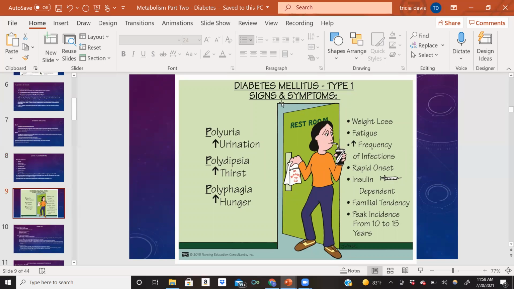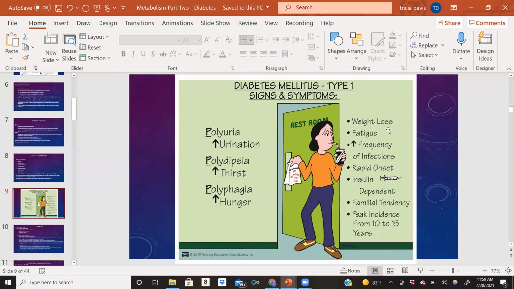So this is a cute little chart to help you determine the signs and symptoms of type 1 diabetes. For type 1, we're going to have the 3 Ps: polyuria, polydipsia, and polyphagia. Polyuria is increased urination, polydipsia is increased thirst, and polyphagia is increased hunger.